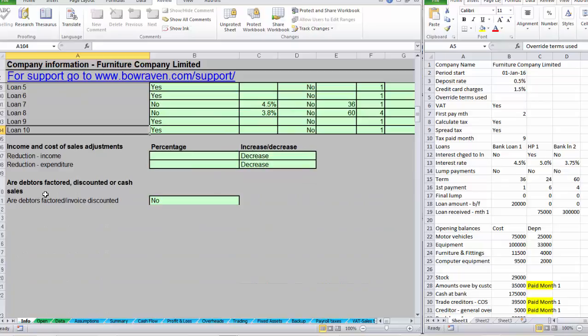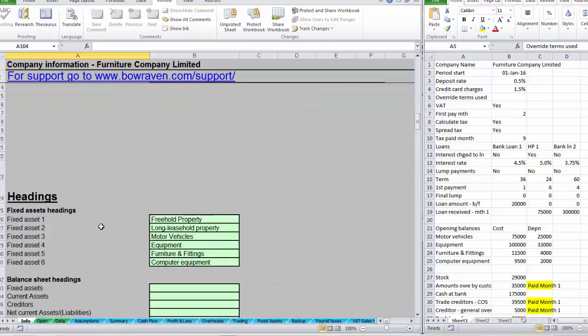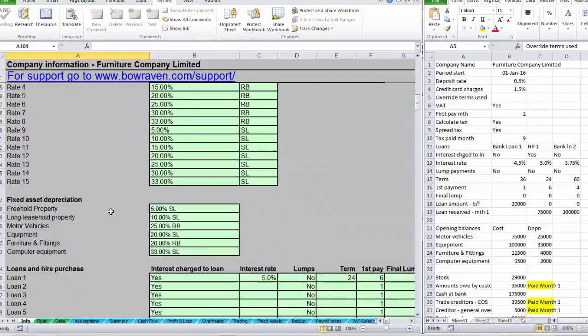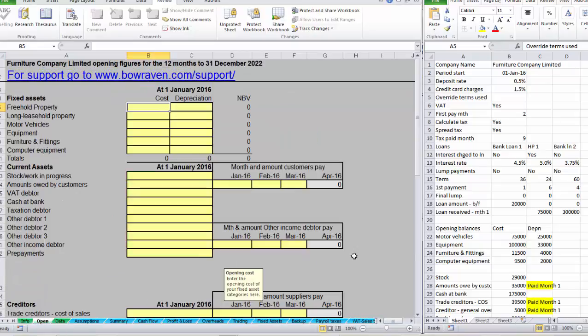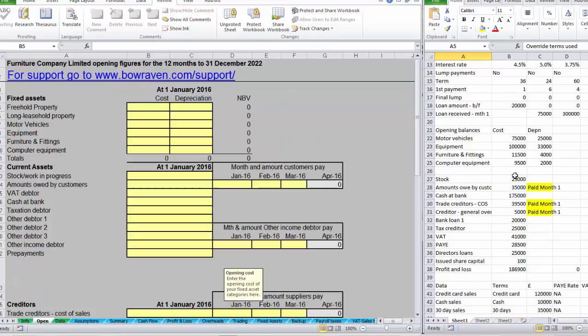My debtors aren't factored, so I'm going to ignore that, and then we're down into the headings which can be adjusted, so I'm not going into that detail because it's not necessary for this purpose. My opening balances. Now these you would get from your set of accounts or most recent set of management accounts if it's part of the way through your year, and it's quite simple.